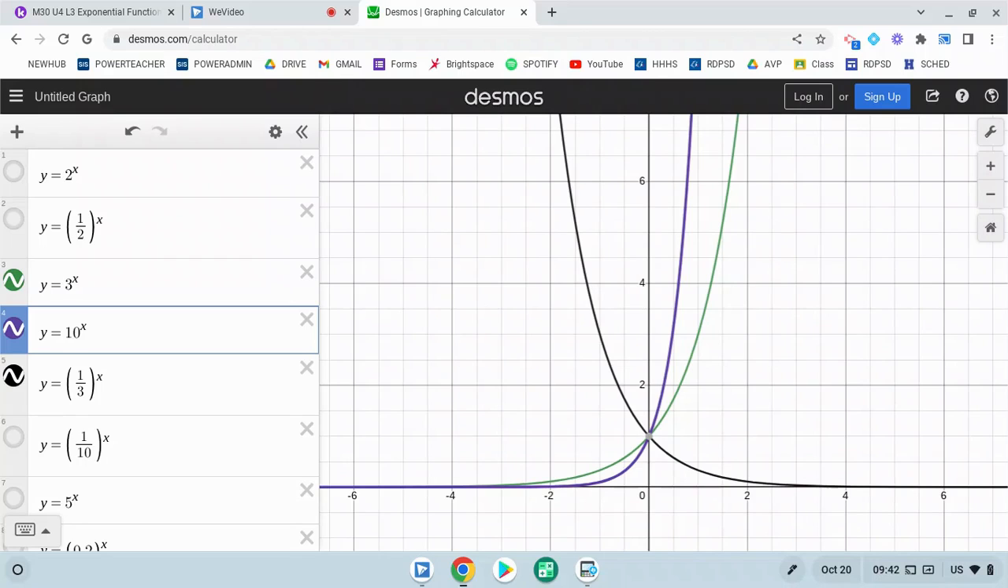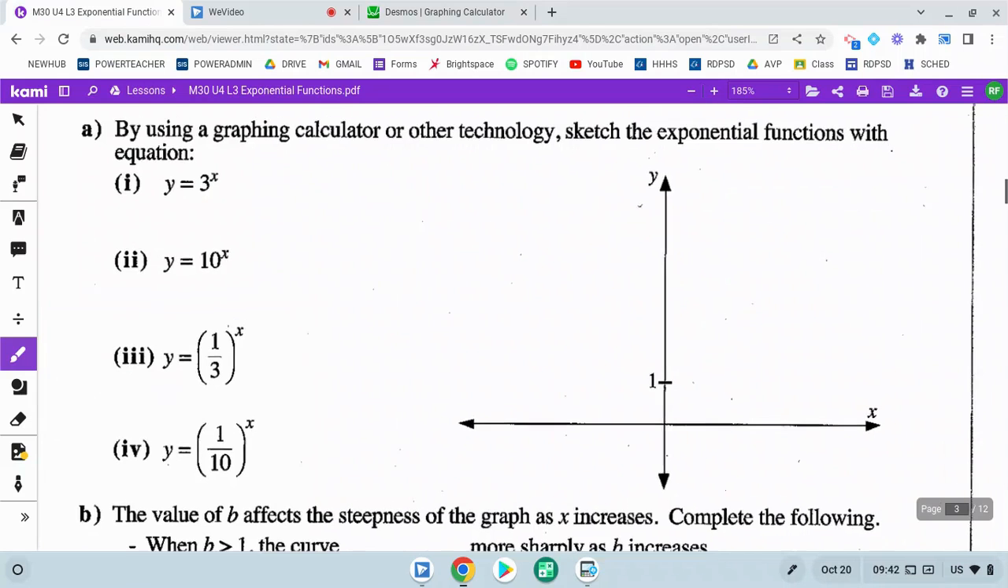Okay, if I do the next one, it should also be a decay function, a little bit steeper, just like we got with the 10 to the power of x. Now we have 1/10, so that steepness is still the same. We're reflecting them over that y-axis, and they all have the same intercept. So I'm going to put it on this graph.